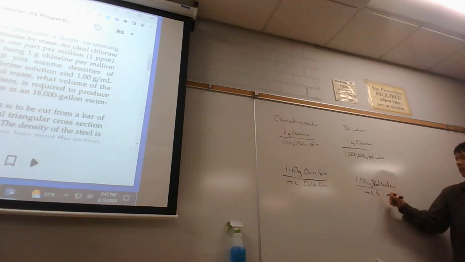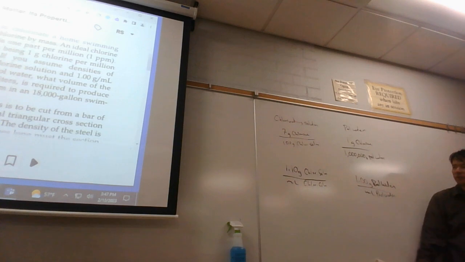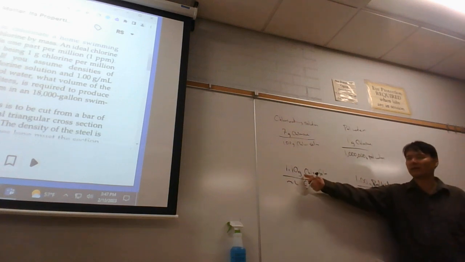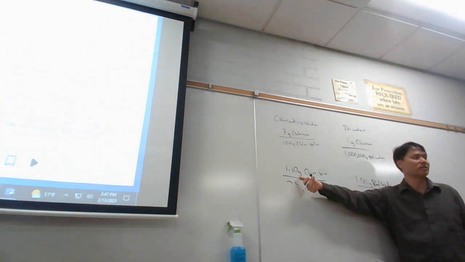And so this is 1.00 grams of pool water per milliliter of pool water. Pure water has a density close to 1. It's actually under 1, so this has some other stuff in there. I definitely would not drink the chlorinating solution. That has a lot of other stuff in there.